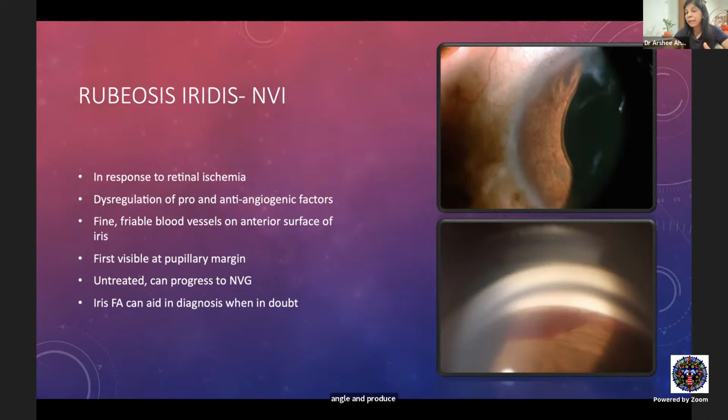Usually you can pick it up clinically on a slit lamp examination with high magnification, but when in doubt, iris fluorescein angiography will definitely aid in picking up these leaky new vessels.